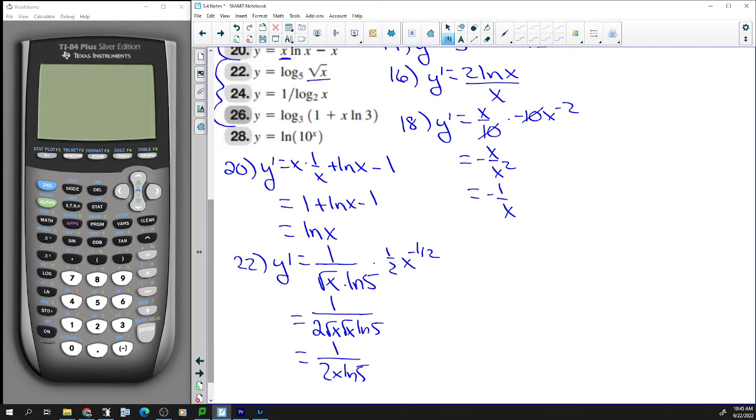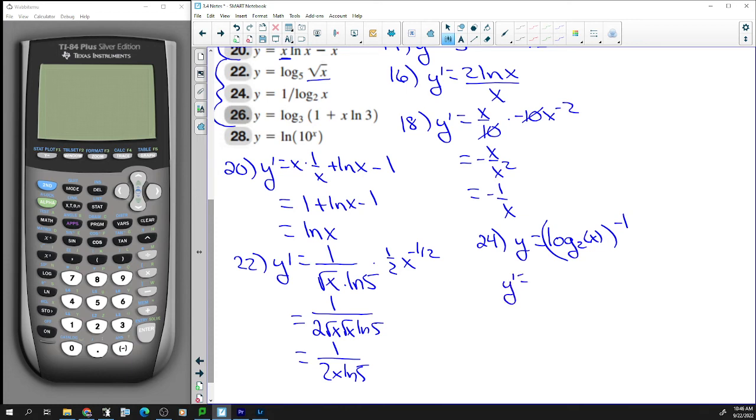24 is a little tricky. Shame on them. It's y equals log base 2 of x to the negative 1. So remember, if the top is a constant, don't use the quotient rule. Bring that denominator up, make it a negative power. It ends up being easier in my opinion.